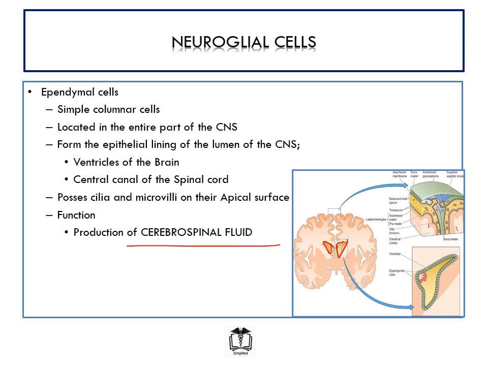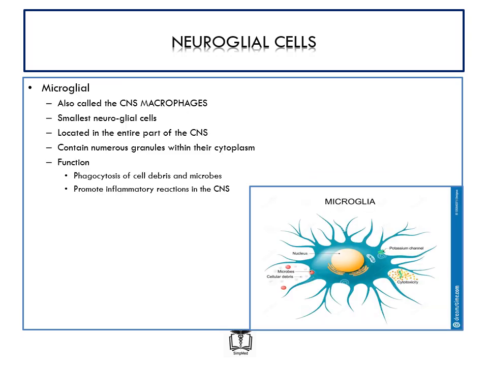The second function of the ependymal cell is in the production of CSF. These spaces that we talked about, the ventricles of the brain and the central canal of the spinal cord, are not empty spaces. They are filled with fluid. The particular fluid found within these spaces is known as the cerebrospinal fluid, and it tends to be produced or processed by the ependymal cells. Ependymal cells tend to have cilia and microvilli on their apical surface, and these are there for the movement and flow of cerebrospinal fluid across the lumen of the central nervous system.